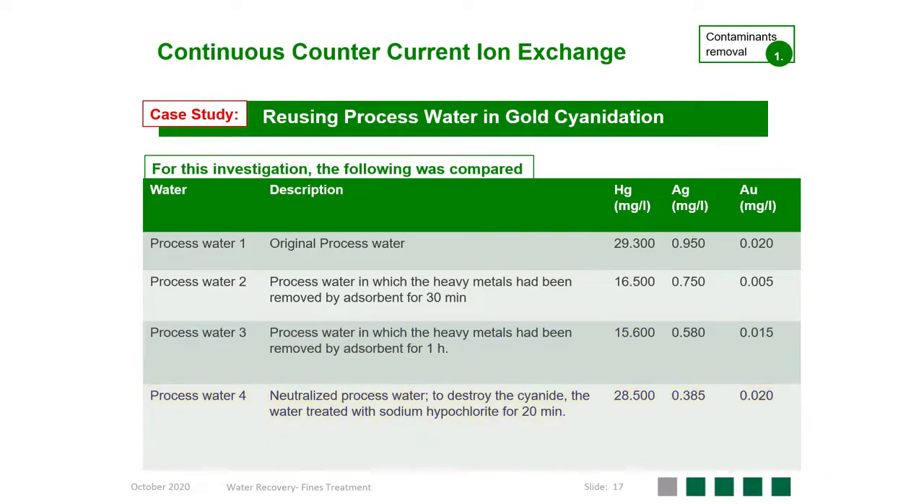You can see here the various contaminants, concentrations, mercury quite high in the original process water, slowly decreasing with the treatment, and you're also losing some gold as you treat it. These are just some representative elements, but of course there could also be copper and iron, etc.